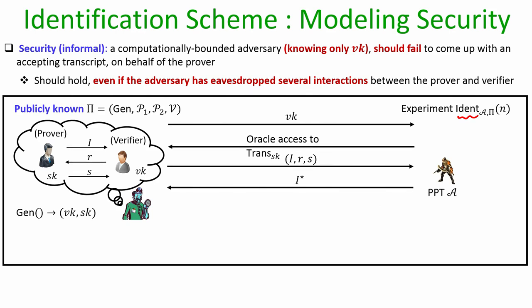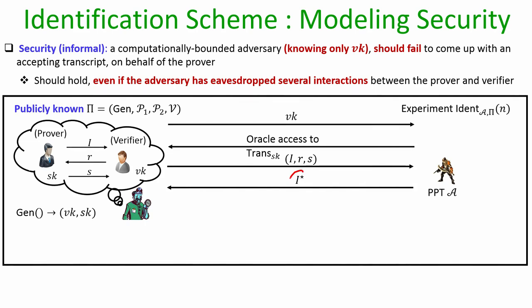Now, once the adversary is trained by seeing a polynomial number of transcripts, it actually interacts in a real execution. It tries to come up with a forged transcript and get it accepted by the challenger. To do that, it pretends to be the prover and tries to come up with an accepted transcript without even knowing the corresponding secret SK.